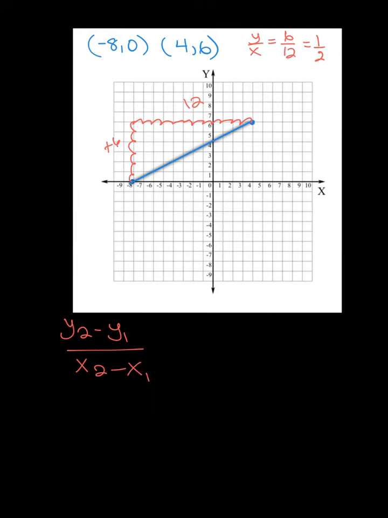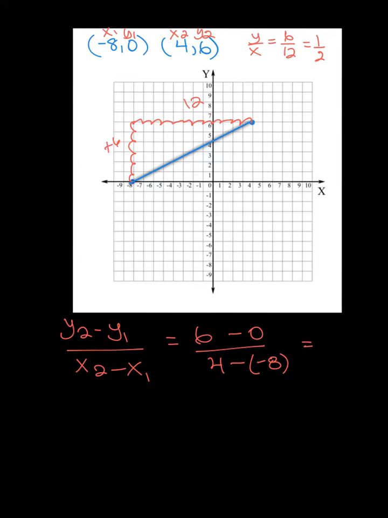And let's go ahead and label these points. So the first one is x1, y1, and the second one is x2, y2. So I'm going to say y2 minus y1, so 6 minus 0, over x2, 4 minus, and x1 is -8.